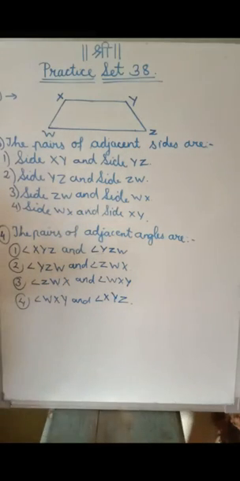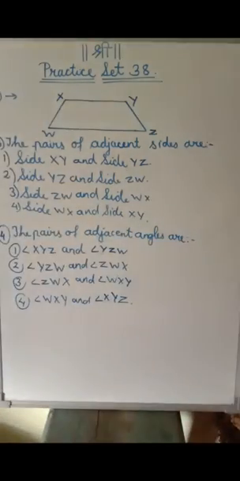So now, after writing the first two questions' answers, now write number 3 and write the adjacent sides pair. Then write pairs of adjacent angles. Later on we'll start the next question.